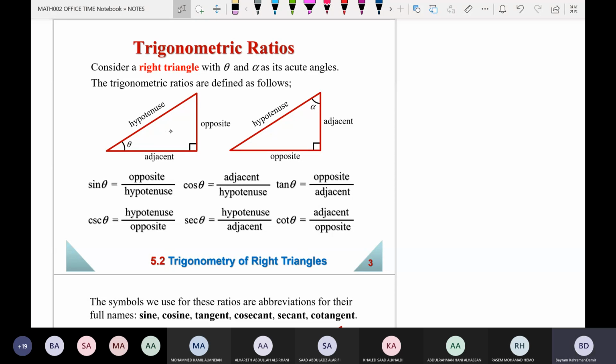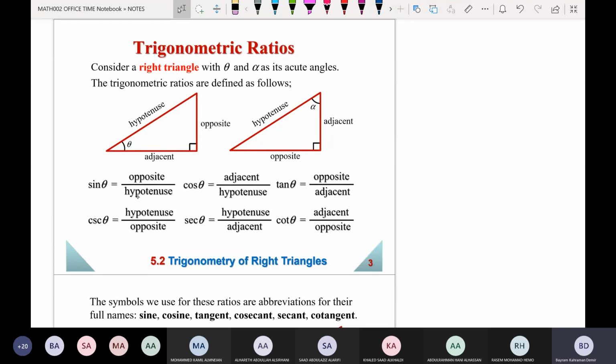And if you are studying the other angle alpha here, then opposite will be the horizontal side here, and adjacent is the vertical side of the triangle. Basically, opposite of the alpha is the same as the adjacent of theta, right? And vice versa. Okay, now we are going to see the trigonometric ratios of the theta.